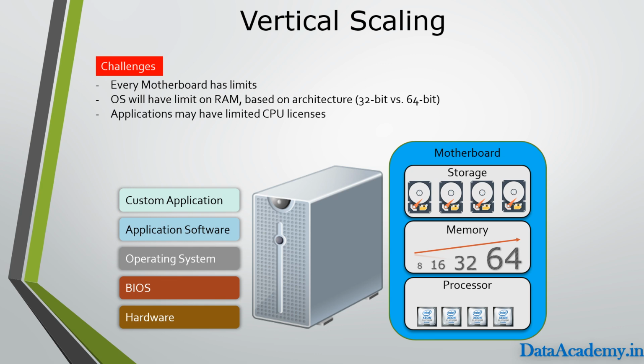Applications also may have limited CPU license. So in the previous slide, I mentioned Oracle is a database. Oracle is a licensed software, and that license will say you can only run it on one processor, right? So what do you do now? Even after you increased the processor count by 4, it still won't help with the performance because the Oracle application will only use one processor.